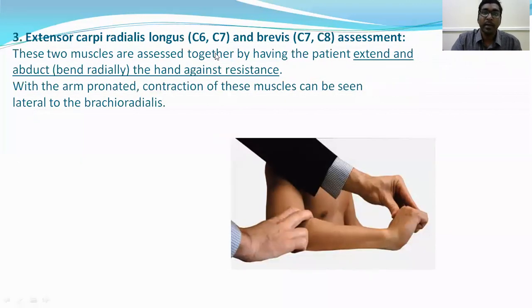Next, the extensor carpi radialis longus and brevis muscles. These are for extension of the wrist and radial deviation. So this is the hand, this is radial deviation, this is ulnar deviation. These extend the hand and cause radial deviation. So we put the hand against resistance in this position, ask the patient to do the same, and palpate the contraction of extensor carpi radialis longus and brevis. Okay.